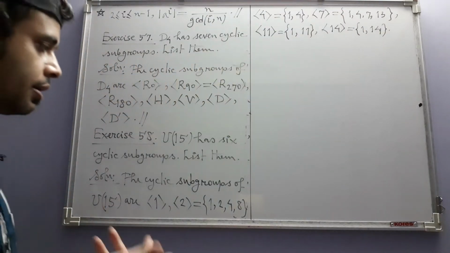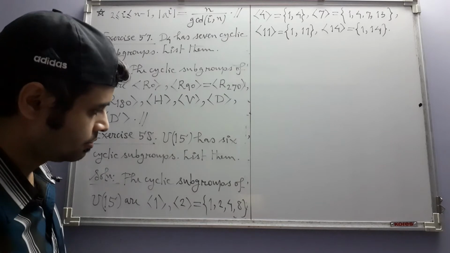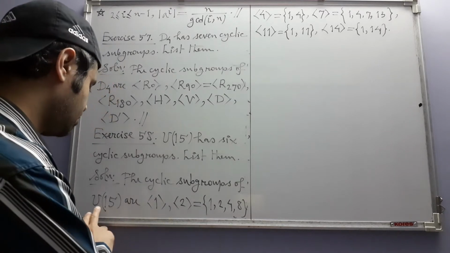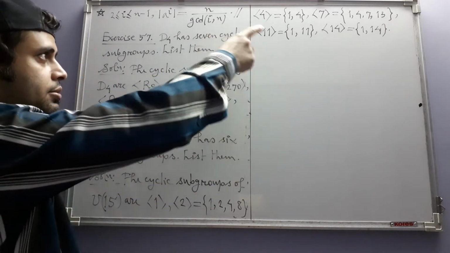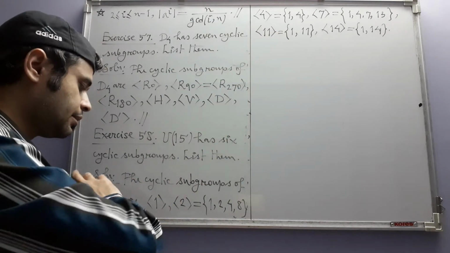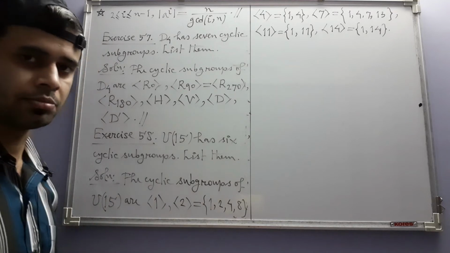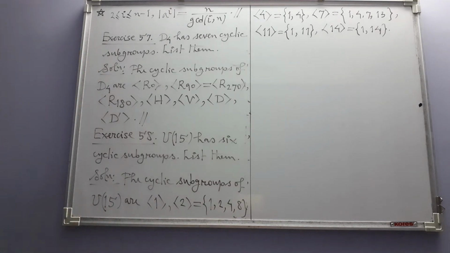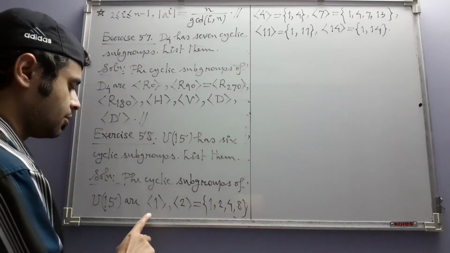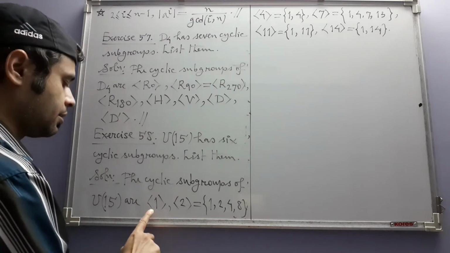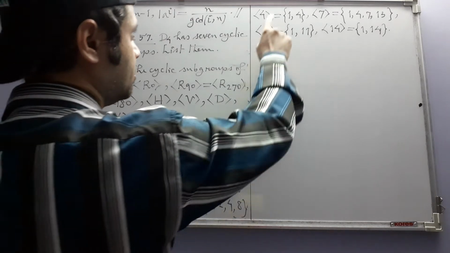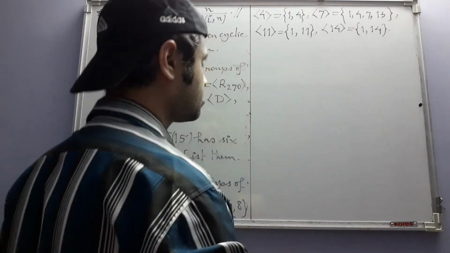Any other element, if you take any other element from U15 other than these generators, then that will generate one of these subgroups. Okay, so we don't get anything new. So there are 6 in total, 6 distinct cyclic subgroups. 1, 2, 3, 4, 5, 6.